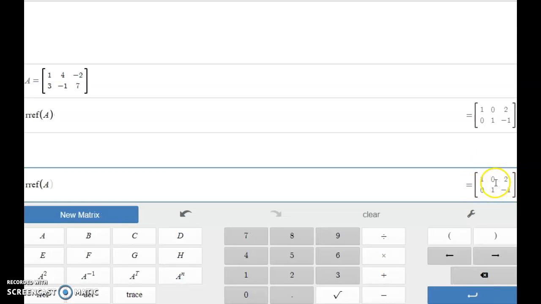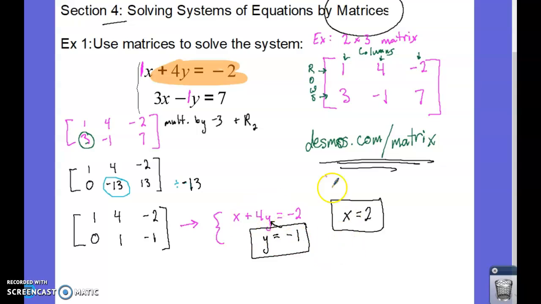Let me scroll over. Now, this doesn't look like the answer I gave you, because this is what's called reduced row echelon form. Well, if you change this back into the system of equations, let me go back to our board. So that answer was written as 1, 0, 2, 0, 1, -1. Well, as a system, this is equal to just x plus 0y equals 2, and 0x plus 1y equals -1. Isn't that the exact same thing that we had here? And that answer is yes.